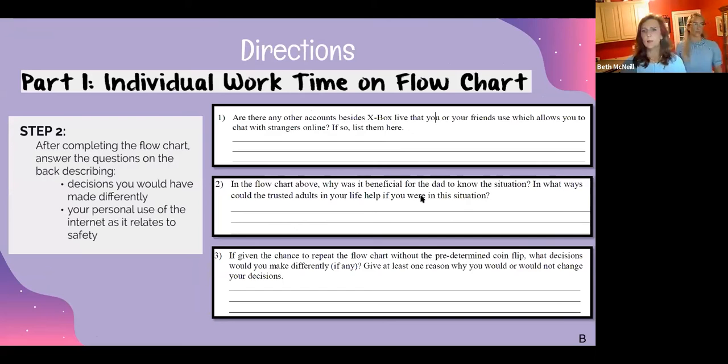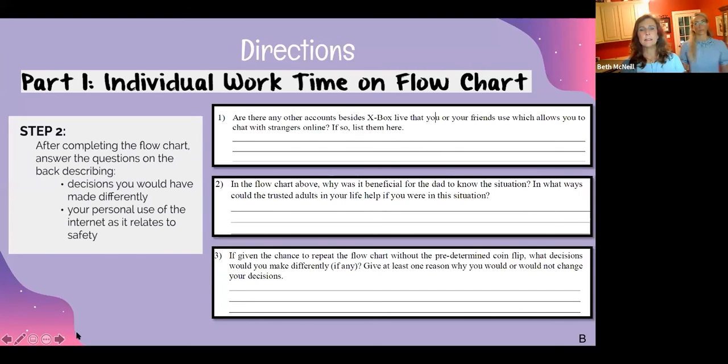There are different questions depending on the flow chart that you're on, but most of the questions will end with the number 3 that talks about if you could have changed the predetermined choices, what would you have changed and why would you do it? And that is that evaluation piece, that analysis piece where they bring in their own values. And so that's kind of how the flow charts work.